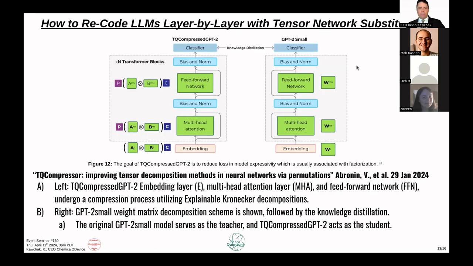So this is one of the papers that I've been talking about here. They call it TQ compressed. So in this specific one, they took ChatGPT to small, and I believe this is up on Hugging Face. And then it's just substituting tensor networks, in this case, Kronecker decompositions in the embedding, multi-head attentions, and then the feed-forward network. And they got pretty good results.